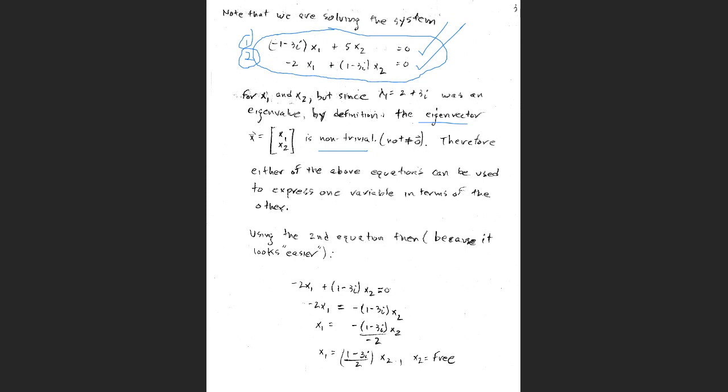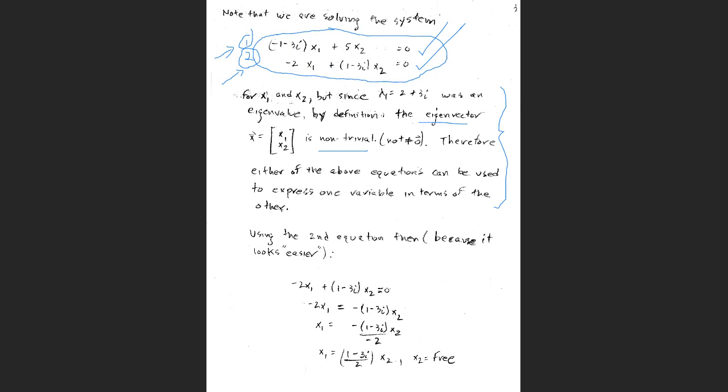All right, the book sort of just makes this a statement, but I want you to have an intuitive feel for why it's true. Which equation do you want to use, equation 1 or equation 2, to solve for your eigenvector? Which equation looks easier?